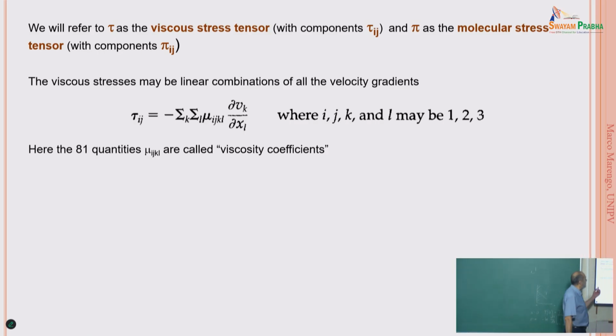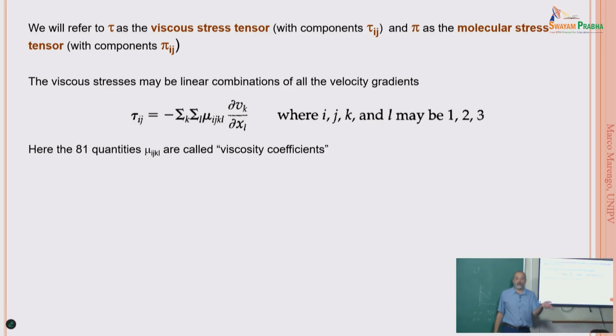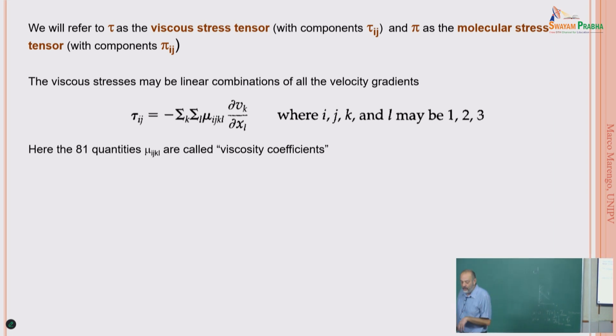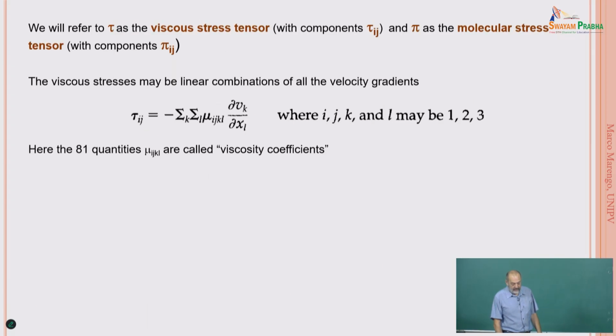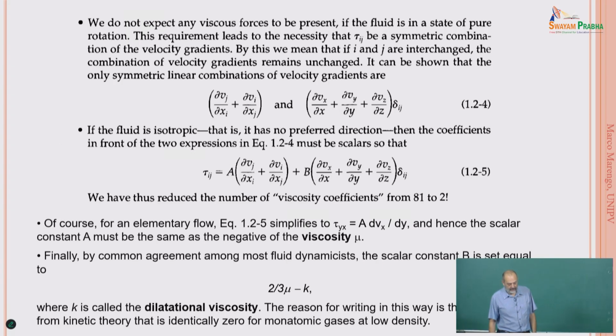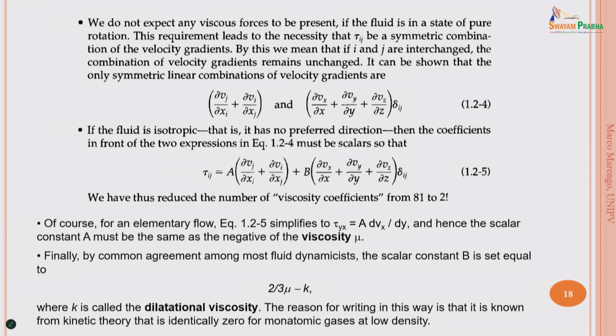The point is that since we have three directions, three components, and so on, we are going to have 81 components. 81. So things are becoming very complex. 81 components to consider. And they are called velocity coefficients. Okay. So we can try to simplify the 81 components.